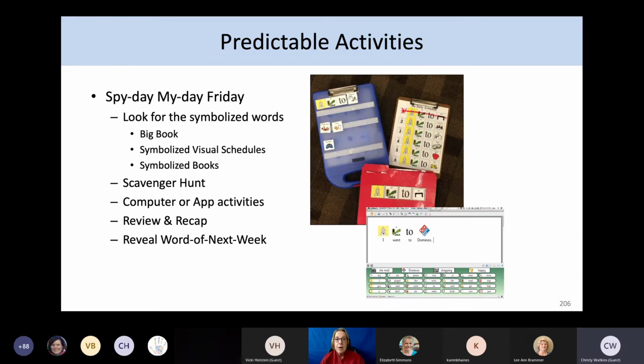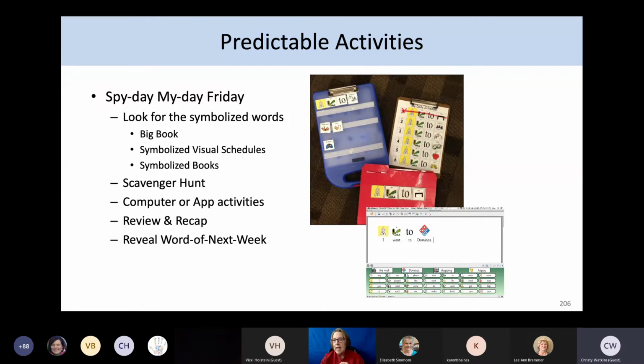And Friday is my day, Spy Day, My Day, Friday. And on Spy Day, My Day, Friday, this is where they'll say, okay, now we're going to look for our word of the week today in other stuff that we have in our classroom that's symbolized, or other things in our classroom where we have text written. We're going to find it in other bits of our big book. We're going to look for it on our visual schedules. We're going to look through it with different symbolized books that we might have in our classroom.